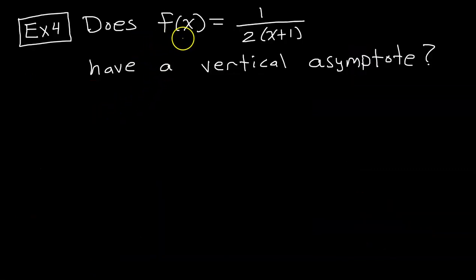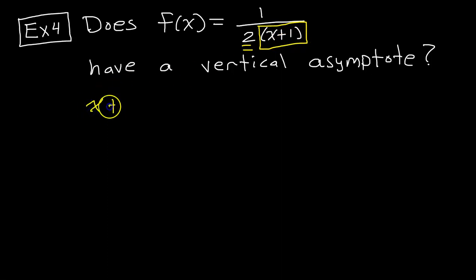Example 4, does f of x equals 1 over 2 times x plus 1 have a vertical asymptote? Well, vertical asymptotes happen at values that cause a zero denominator. Focus on the factor of x plus 1. A constant cannot cause a zero denominator, so that's why I'm focusing on the x plus 1.